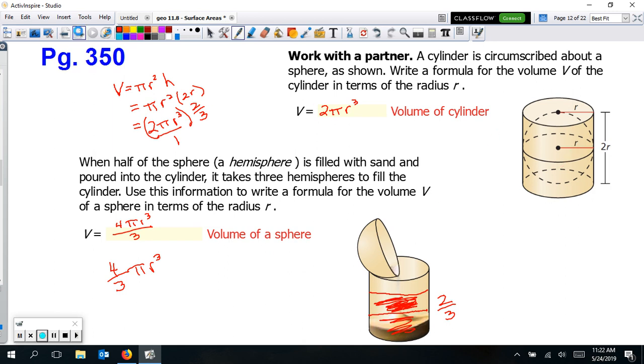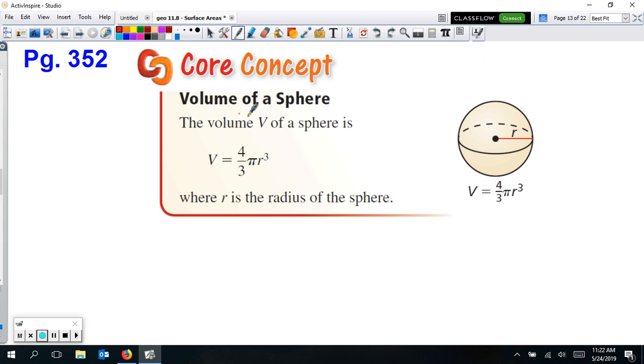Alright, so that's what we're seeing here on our page 352. In the core concept, there's 4/3 pi r cubed. Now you know how we get this and why that's true: the volume of a sphere is 2/3 of the cylinder that would have basically the same height, which is 2 radiuses. Alright, let's go ahead and try just using that formula now for the volumes.